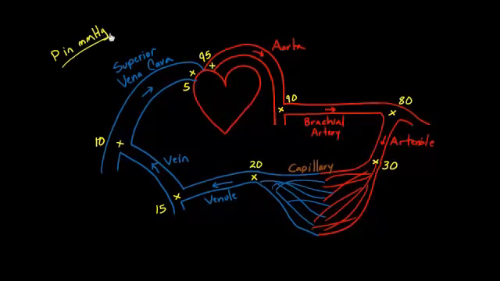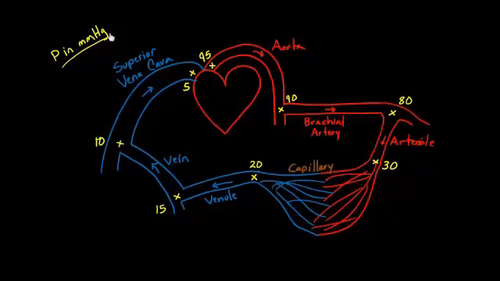So the pressure falls dramatically, right? From 95 all the way to 5. And the heart is a pump, so it's going to instill a lot of pressure in that blood again and pump it around, and that's what keeps the blood flowing in one direction.